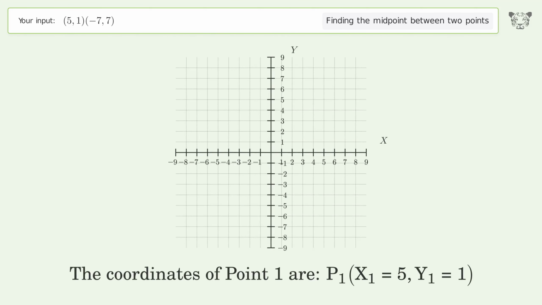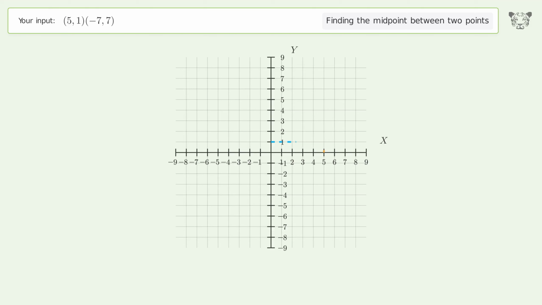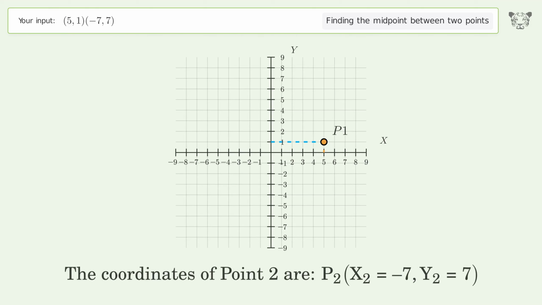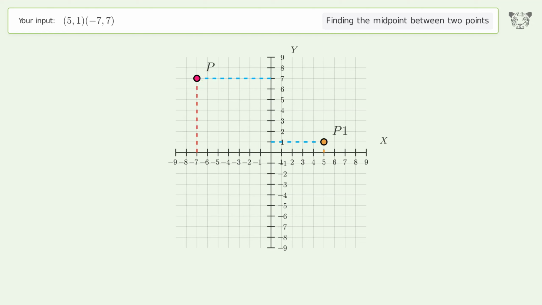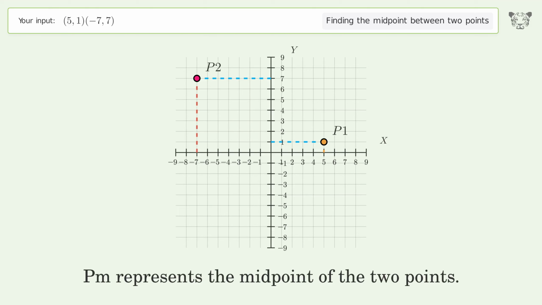The coordinates of point 1 are x1 equals 5, y1 equals 1. The coordinates of point 2 are x2 equals -7, y2 equals 7. PM represents the midpoint of the 2 points.